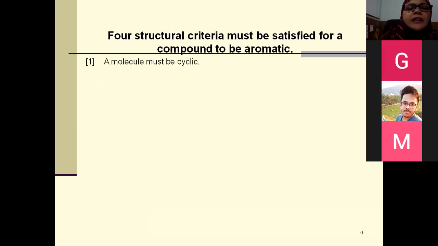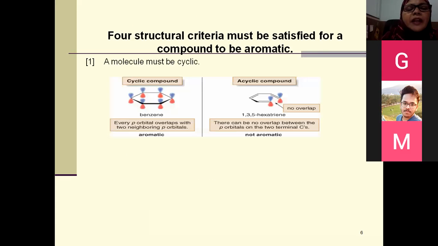The first criterion is that a molecule must be cyclic. So how does such a molecule look? This is the example I have taken here, an example of a benzene ring. You can see that it is a closed ring, so we can call it a cyclic compound. Here, the blue and red parts shown are the p orbitals. You know that p orbitals are dumbbell shaped. The tops are blue and the bottoms are red. Every p orbital overlaps with two neighboring p orbitals.